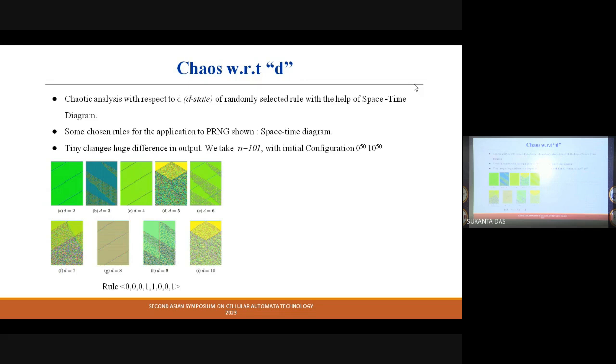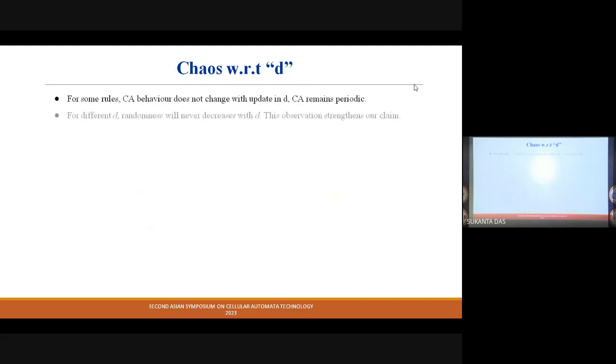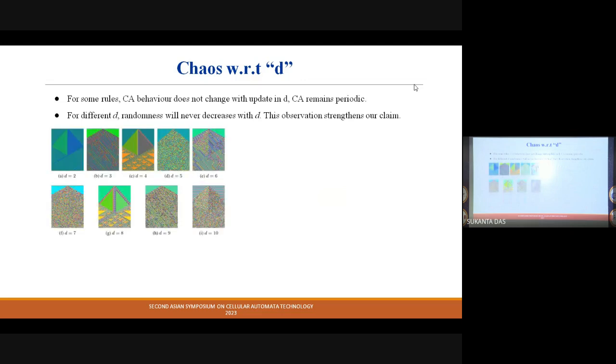Again in D4, while increasing the number of D, it sometimes gives the chaotic result and sometimes it does not. And again, if you check this parameter, we have this result at D2 till D10. While increasing, again the same result. So again we analyze with an exhaustive search of these chaotic parameters. For the different D, we can take the randomness with the decrease of D, which will strengthen our claim that while increasing the number of D in this diagram, every time it gives a chaotic result with a small change in the initial configuration.